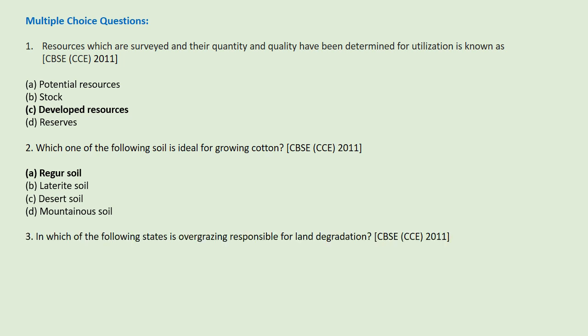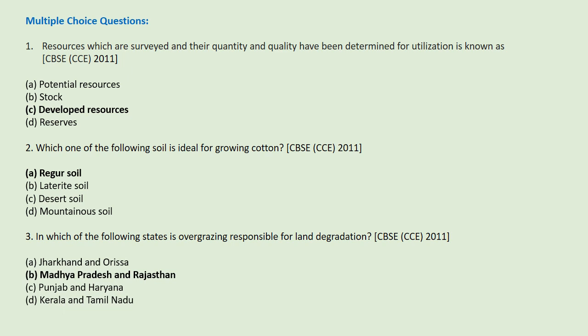Question 3. In which of the following states is overgrazing responsible for land degradation? A. Jharkhand and Orissa, B. Madhya Pradesh and Rajasthan, C. Punjab and Haryana, D. Kerala and Tamil Nadu. Option B is the right answer. Madhya Pradesh and Rajasthan are the states where overgrazing is responsible for land degradation.